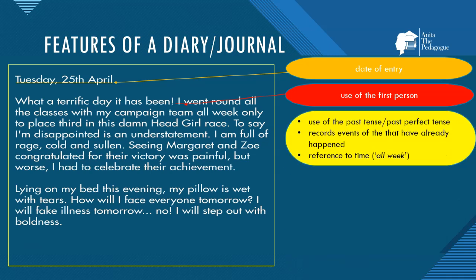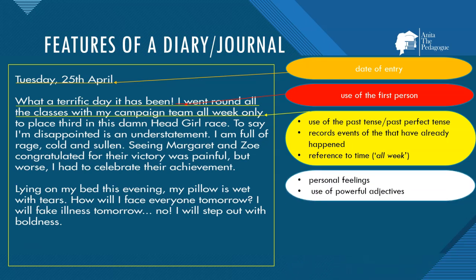Also, there is the use of the past tense, the past perfect tense. So we see that it has been, I went round all the classes. So these are things that have happened in the past or have happened already that are being recounted. The reference to time or sequence. So it talks about when these things happened, all week. It moves on to talk about presently what is happening and also in the future. So there's a reference to time throughout this diary or journal.